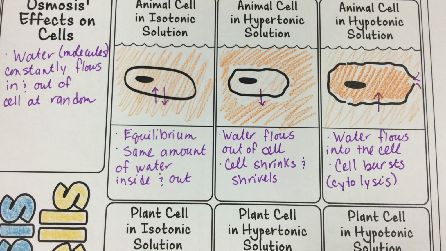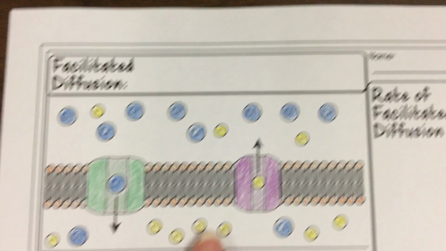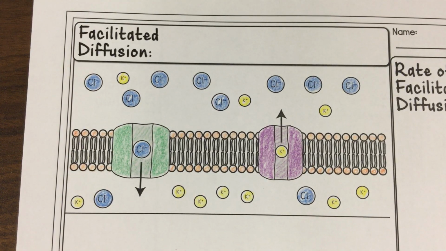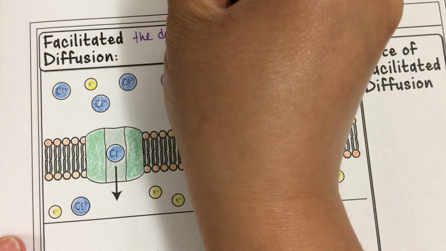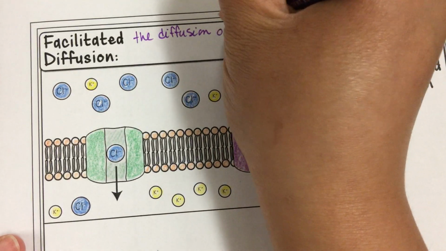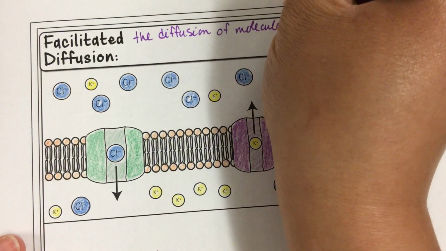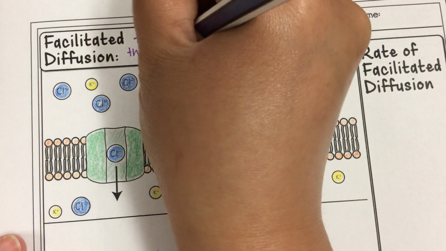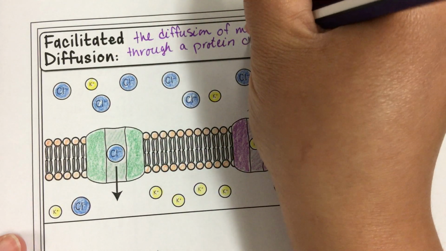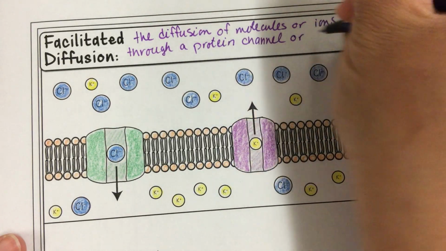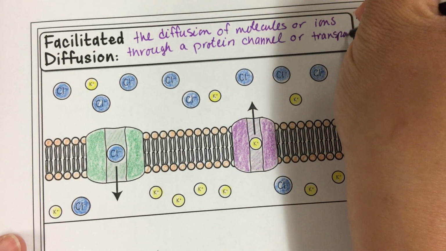All right, so the last thing we're going to talk about, this one should be short because we just talked about osmosis, is facilitated diffusion. Facilitated diffusion is the diffusion of molecules or ions through a protein channel or a transport protein.